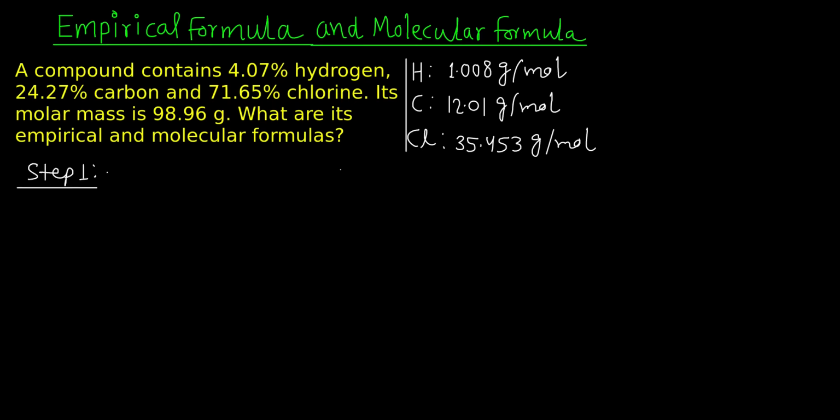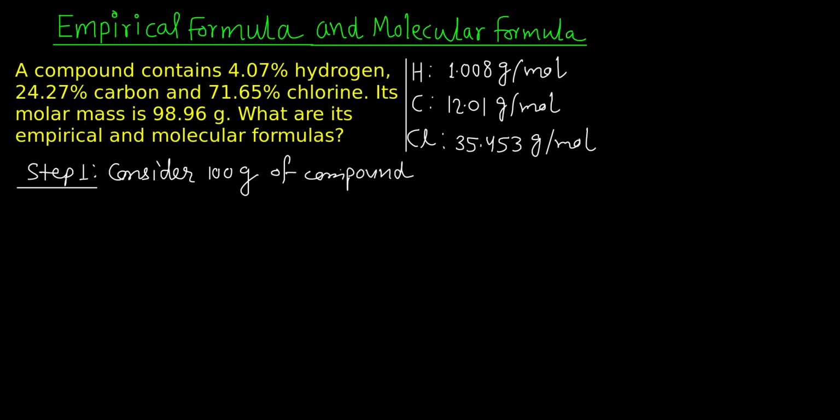In step 1 we consider 100 gram of the compound. If you consider 100 gram of compound, then the percentage composition of each element is given. And one more thing you can notice here is that the sum of all the percentage numbers given must be 100. So 4.07 plus 24.27 plus 71.65 should make up a total of 100%.